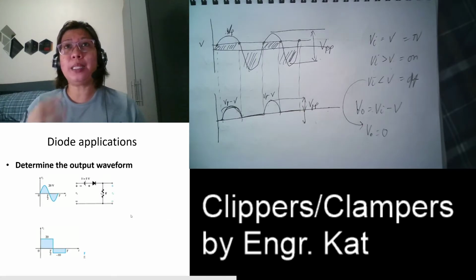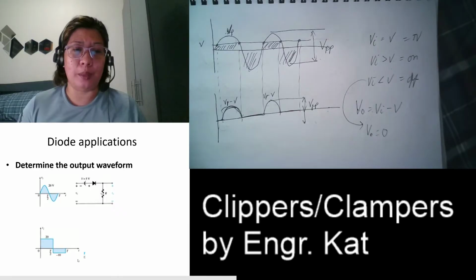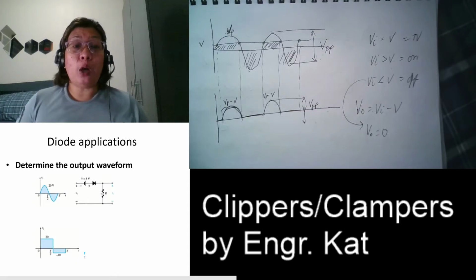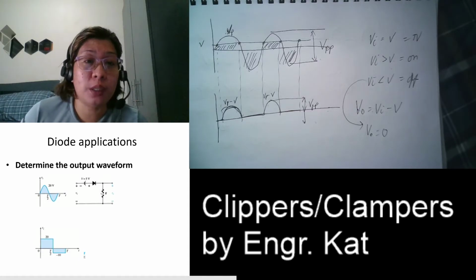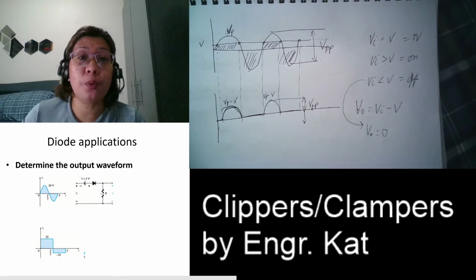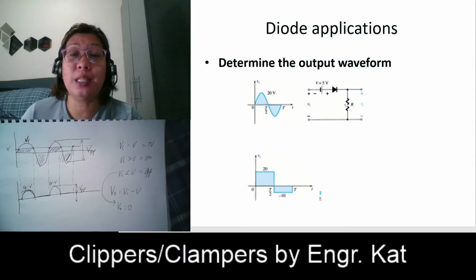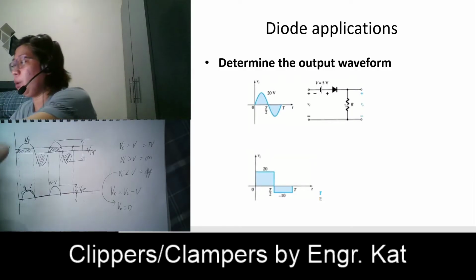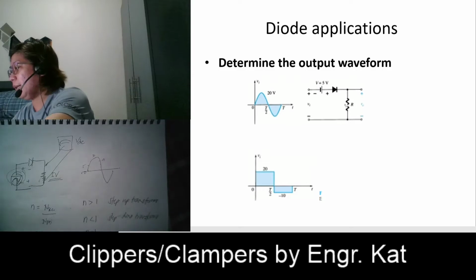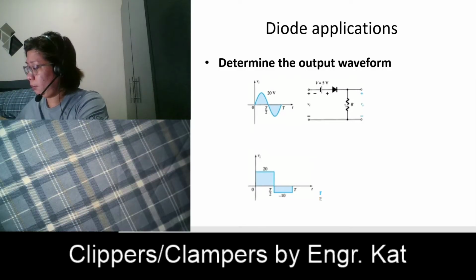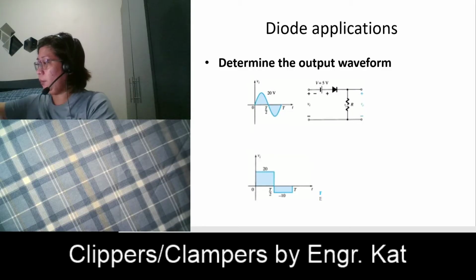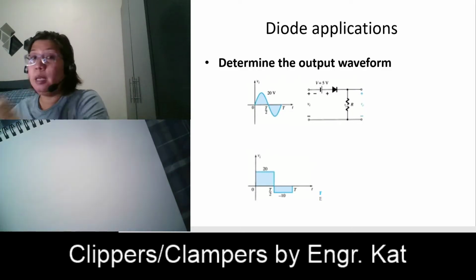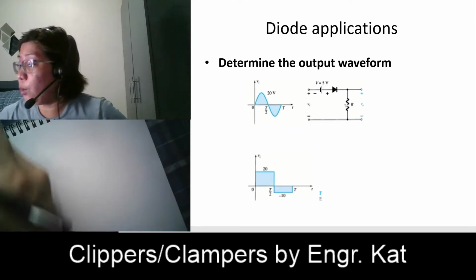How about this? So let's have an example. We have here: determine the output waveform. Our input is 20 volts, so this is 20 volts peak. And this is our circuit. Okay? So analyzing the circuit, see, we have interchanged this one. If we're going to analyze the source only, the DC only.